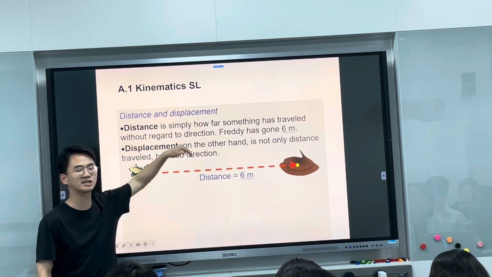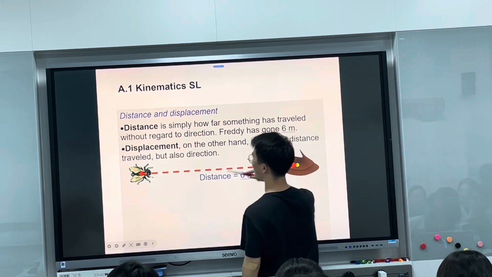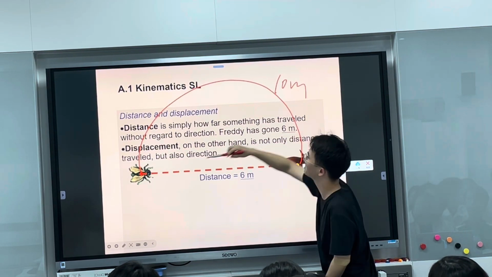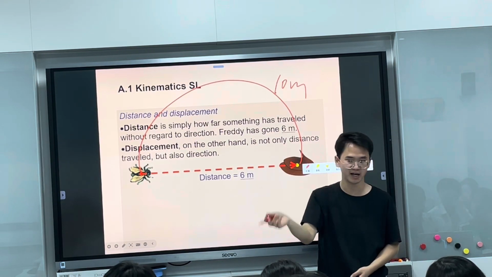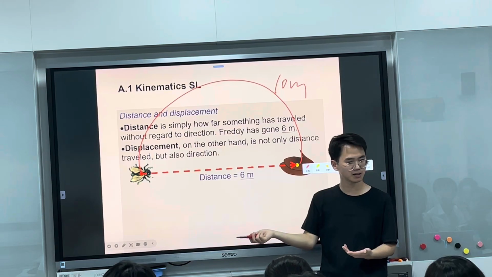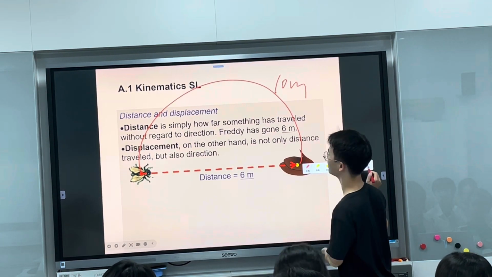It doesn't necessarily have to be a straight line. So if Freddie decides to take a route, let's say the length of this path is 10 meter, then the distance that Freddie has traveled is 10 meter, but the displacement is still 6 meter to the right, right? Okay, very good.